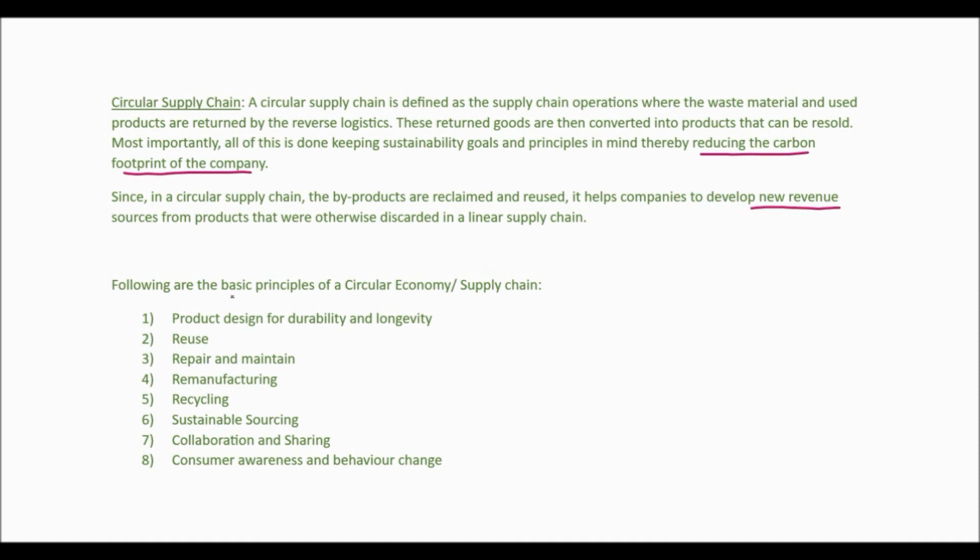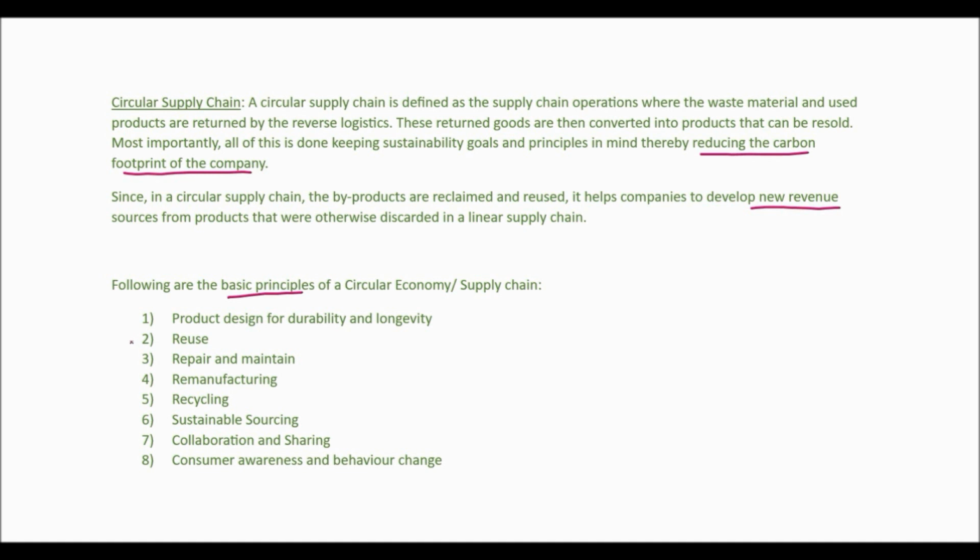So now let's look at some of the basic principles of a circular supply chain. So the first principle is product design for durability and longevity. So products are made to be long lasting, repairable and easily upgradable. This gives them longer lifespan and allows them to be utilized for as long as it is practical to use. The second principle is reuse.